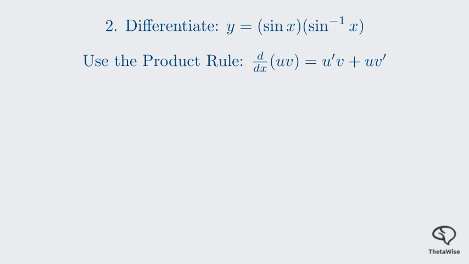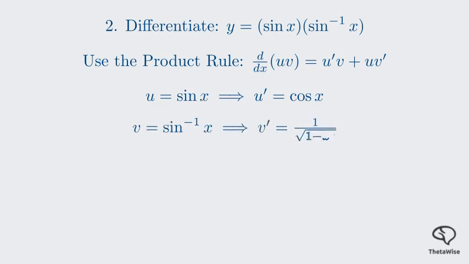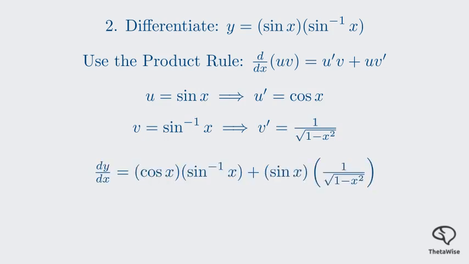First, let's identify u prime and v prime. The derivative u prime is cos x. The derivative v prime is the formula for the derivative of sin inverse of x. Now, we just plug these into the product rule formula.